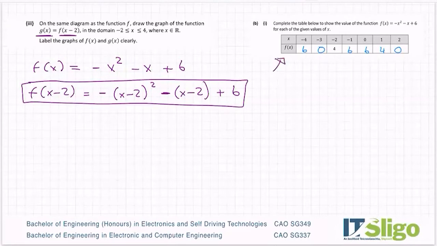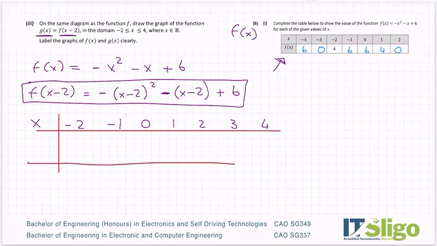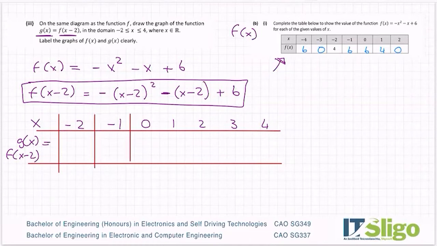So I can develop a table just like I had here for f of x, okay? Let me delete out that little bit. Let's draw a table. And my x values that they want you to go between this time are minus 2, minus 1, 0, 1, 2, 3, and 4. Okay, so let's just make our table a bit bigger. And this one is g of x, which is the same thing as f of x minus 2. Okay, let's draw some more lines.